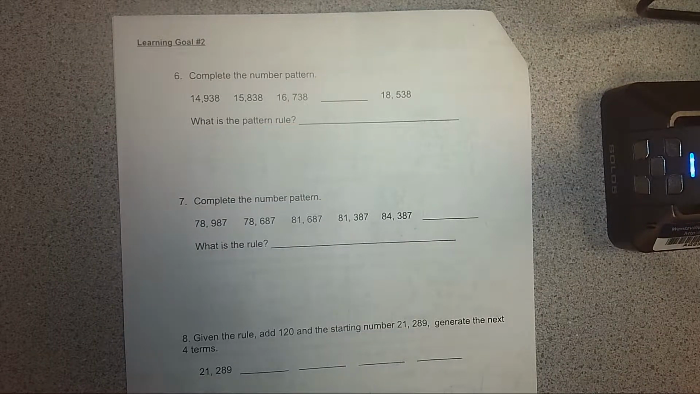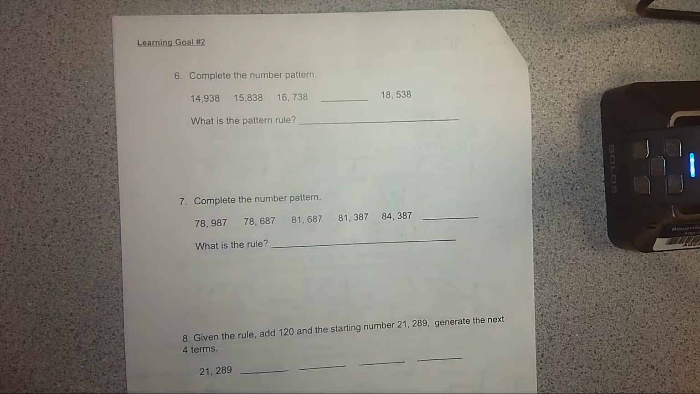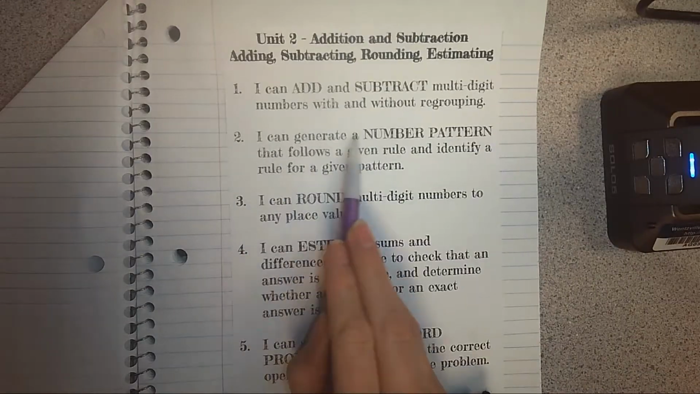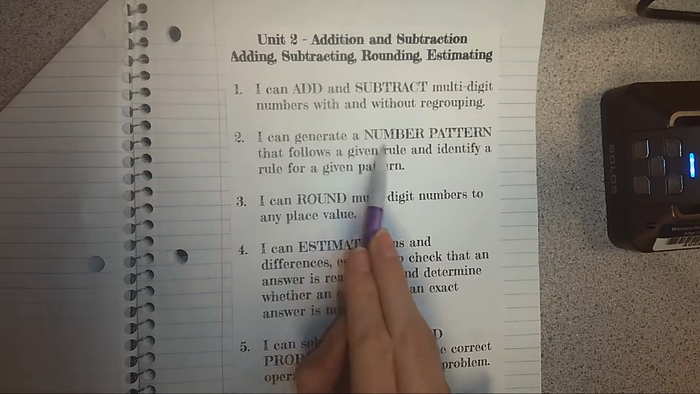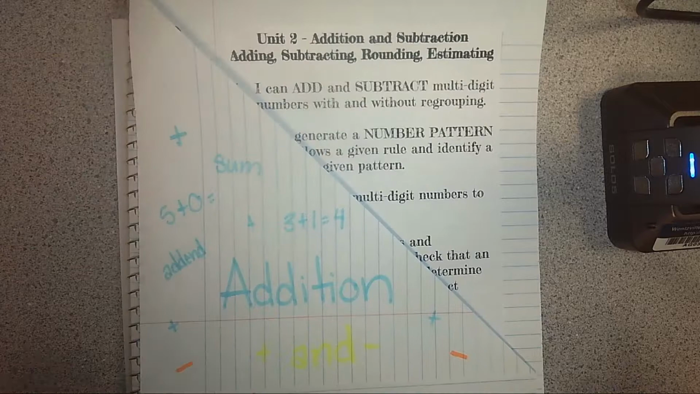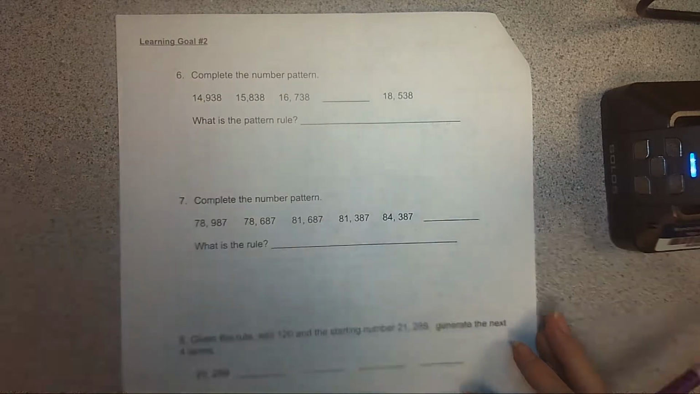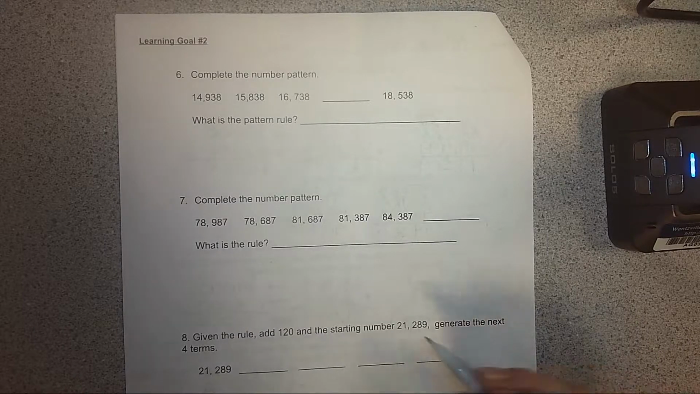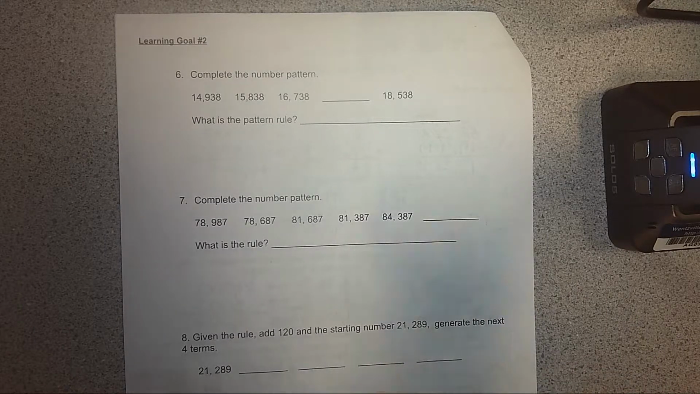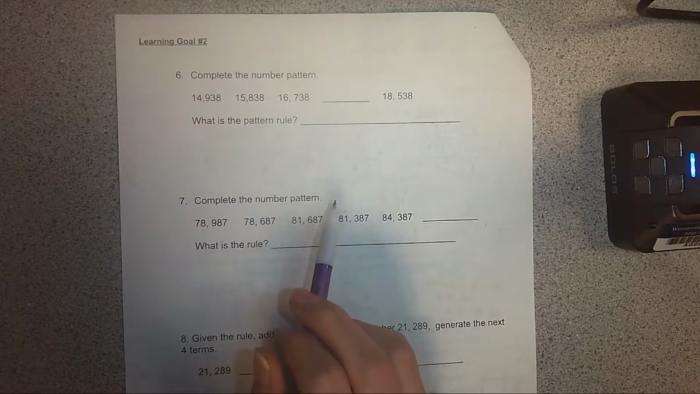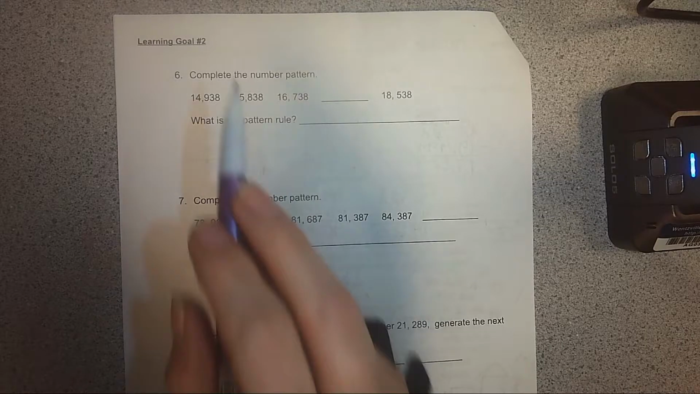We're taking a look at the Unit 2 Addition and Subtraction Study Guide. In today's video, we're going to be zooming in on learning goal number 2. I can generate a number pattern that follows a given rule and identify a rule for a given pattern. Since we're in the addition and subtraction unit, it makes sense that these patterns will probably have something to do with that. But as with all patterns, a pattern repeats and has a clear set of defined rules, and that's what we're looking for today.